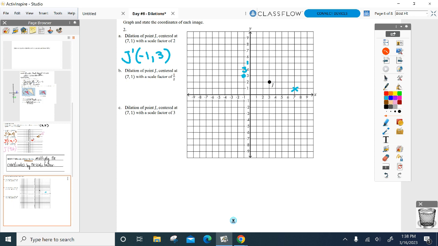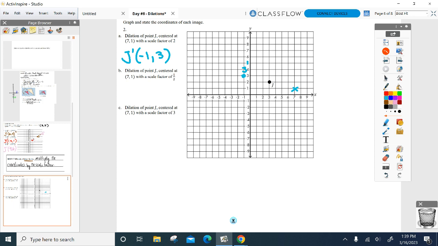My last piece of advice here, because I'm going to let you go in your group now: you should never have an image that's on the other side of your center. Never should have it on the other side. It should always be on the same side as the center. So go ahead in your group, go through B and C, and I'll ask you what you have.